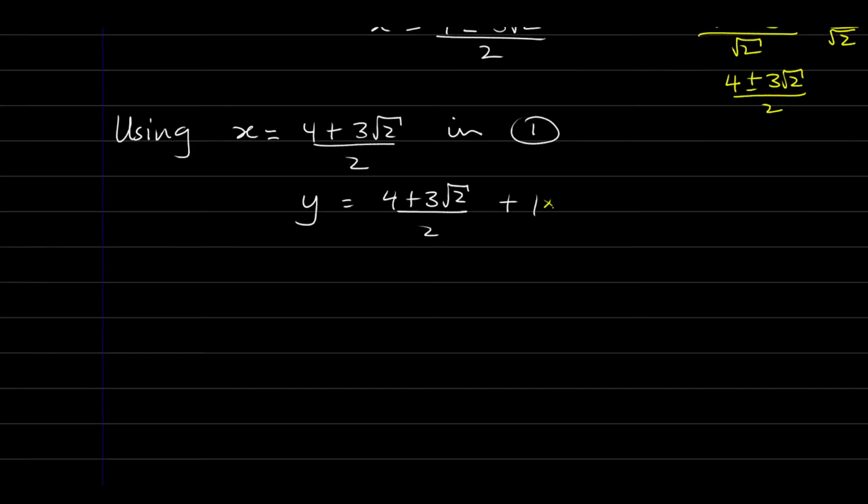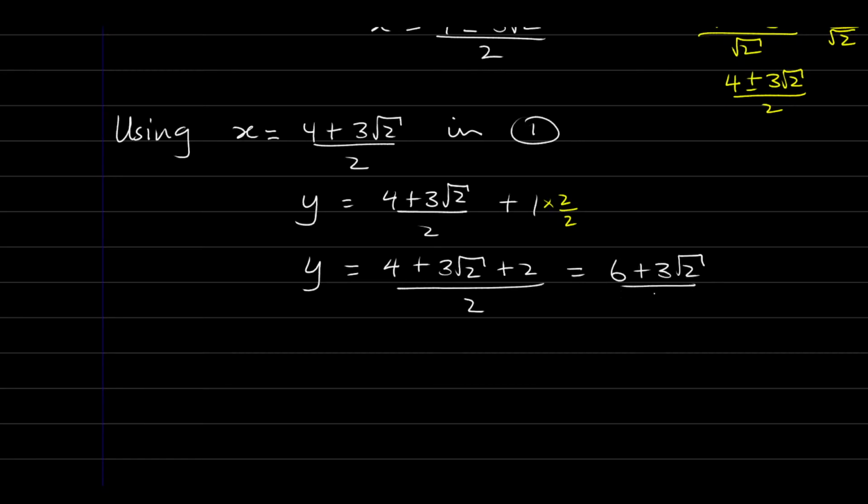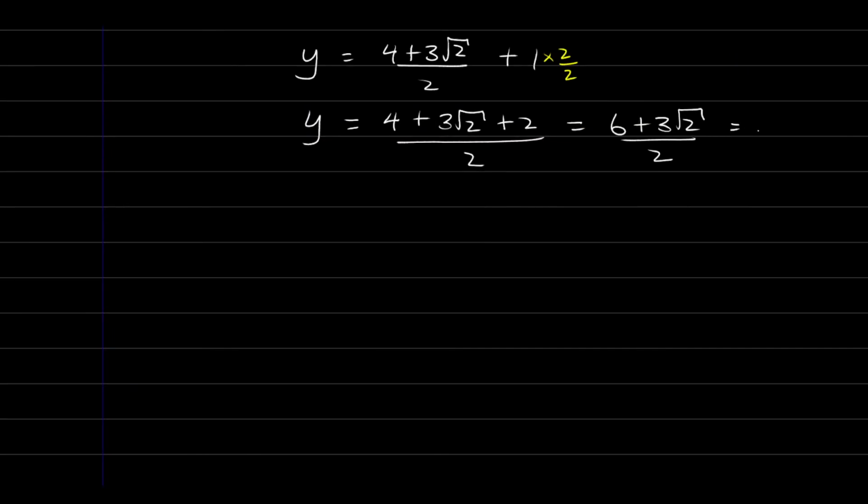I can multiply the top and the bottom here by 2, which is 2 over 2, which is essentially 1. So I can get something like this. So it will be 4, oh, sorry, not 4. y is equal to 4 plus 3 root 2 plus 2 all over 2, which is the same as 6 plus 3 root 2 over 2. This here can simplify into something, but I'm just going to leave it as it is.